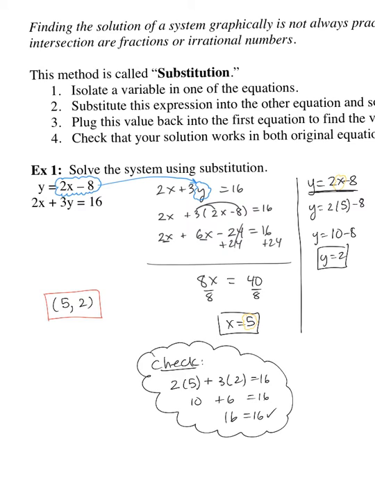All right, there is solving systems by substitution. If it hasn't happened already, isolate one of the variables. Next step, substitute this expression in, and then plug in the number we just found, what it's worth, into our other equation, and then we'll check. Okay, let's try another one.